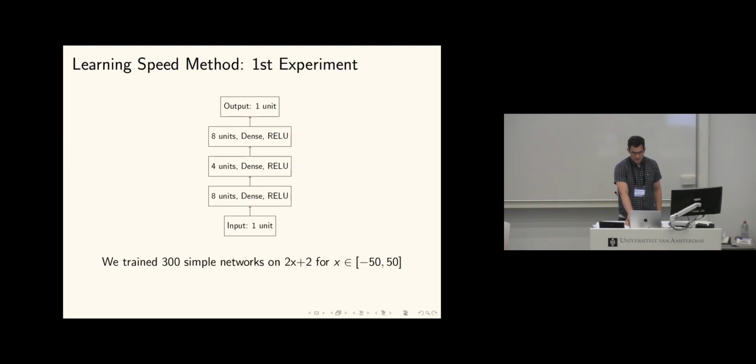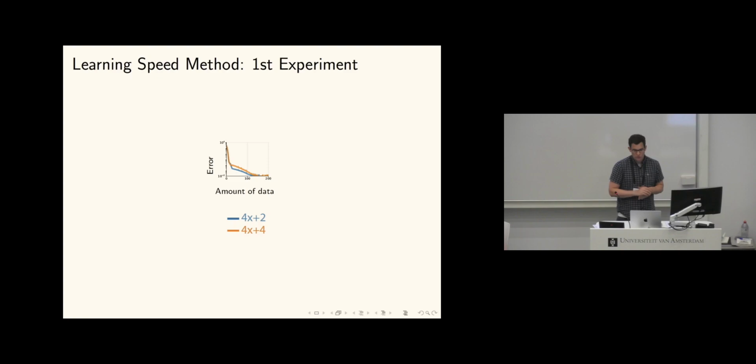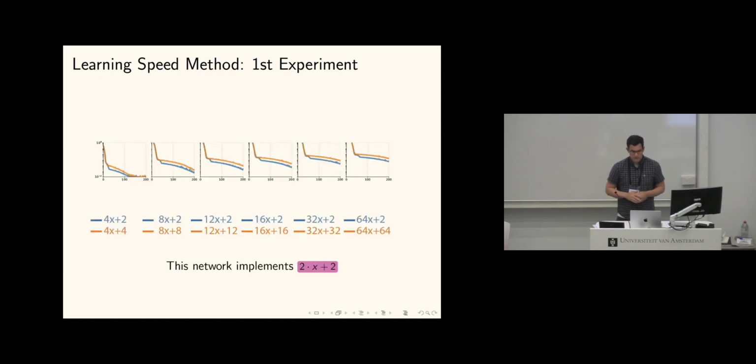To put this to the test, we trained 300 very simple networks, and then we trained them on a series of fine-tuning functions. This network learned the blue line faster than the orange line. That is, it learned 4x plus 2 faster than 4x plus 4. It took less data for it to be better at learning this mapping. And this wasn't a random result, it was systematic. So it also learned 8x plus 2 faster than 8x plus 8, 12x plus 2 faster than 12x plus 12, and so forth. So on the learning speed method, we infer that this network implements 2x plus 2.